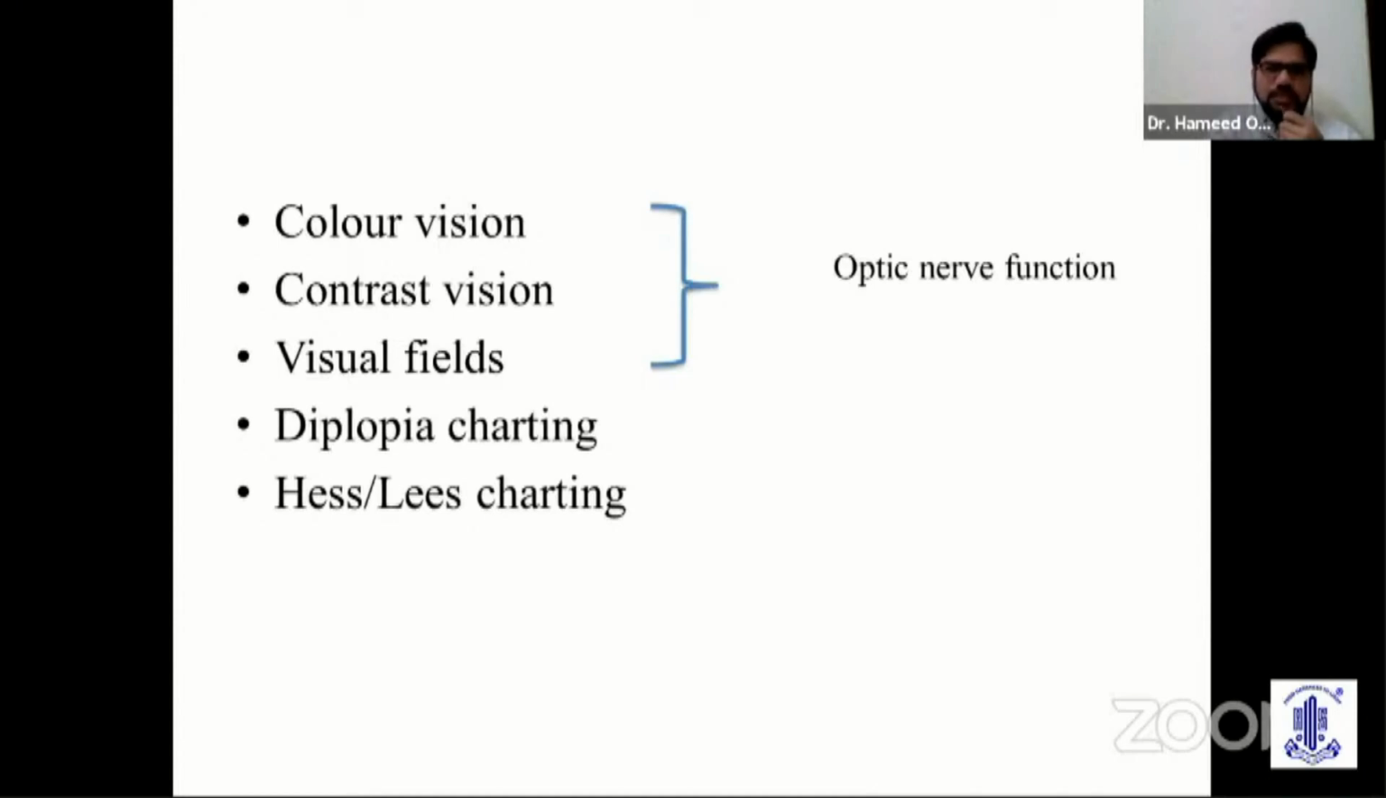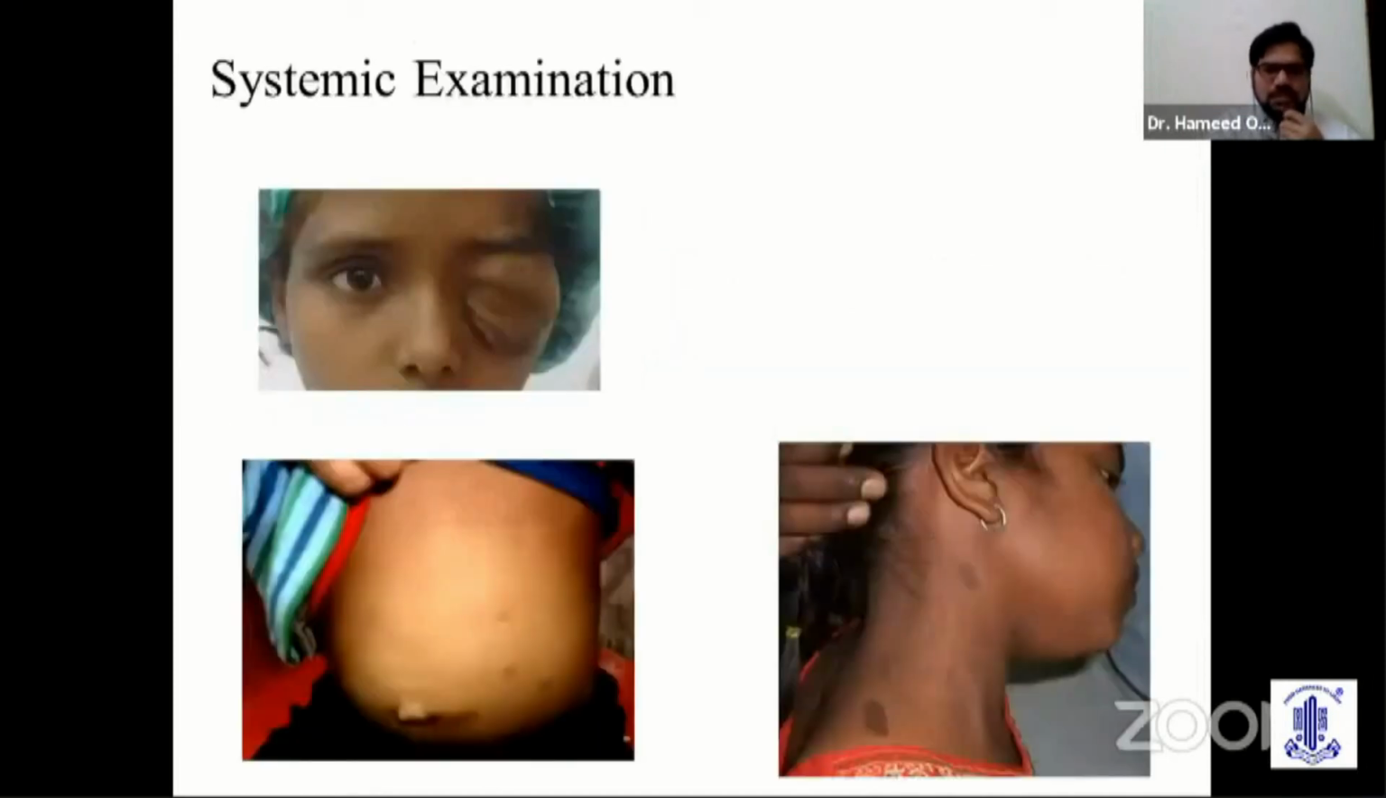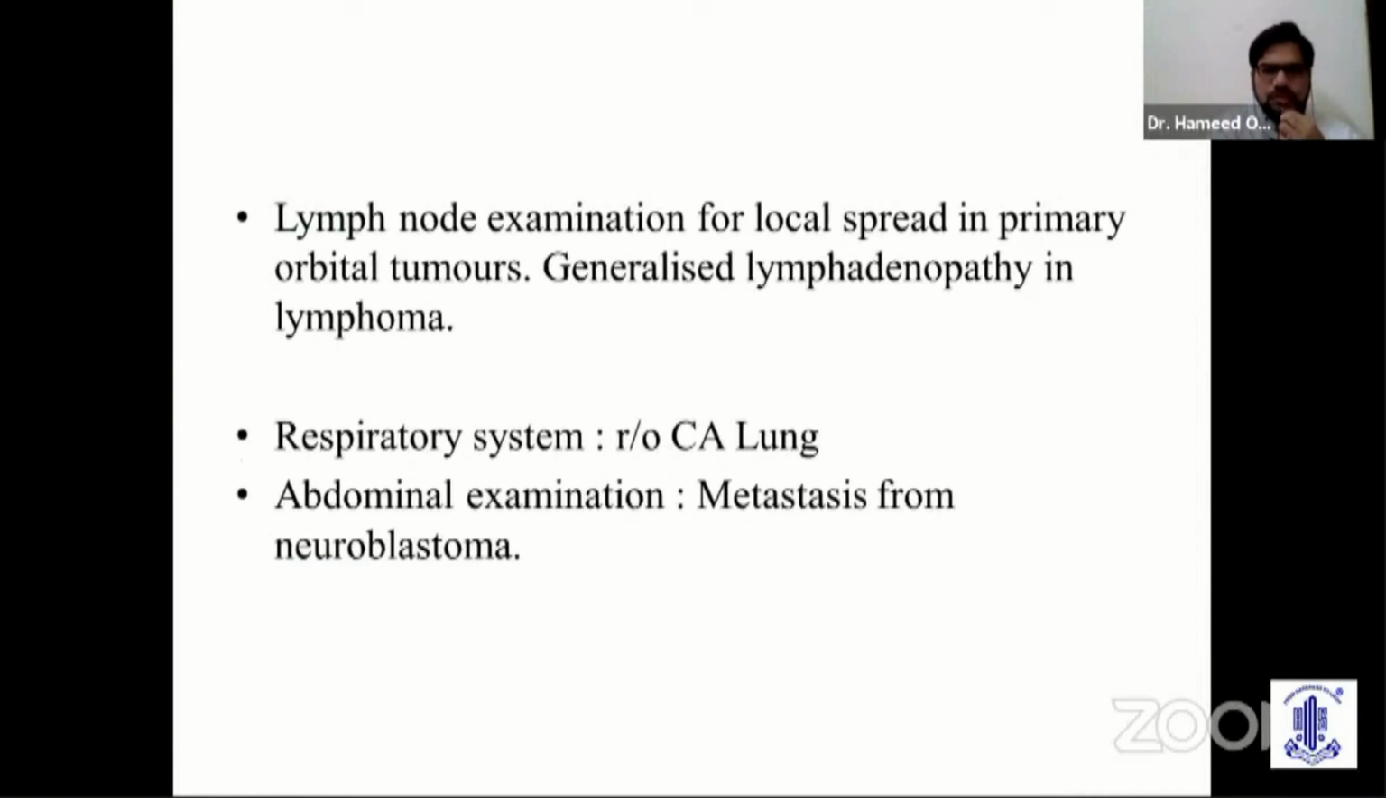These three will help us in documenting preoperatively, and then diplopia charting and Hess charting to document the extraocular motility as well as double vision. Systemic examination: especially in the case of neurofibromatosis, you look for other signs like cafe au lait spots. Lymph node examination you must do in the case of a malignant tumor to rule out local spread, and you look for a generalized lymphadenopathy in the case of a lymphoma. Respiratory system examination is important to rule out CA lung. Abdominal examination is important if you are suspecting mets from neuroblastoma.